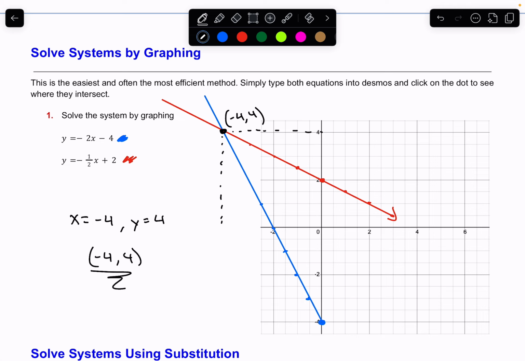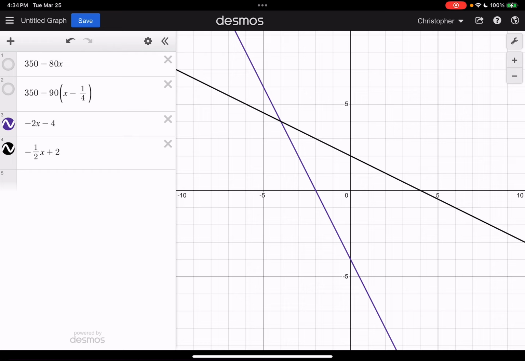Okay, but notice that graphing becomes annoying really fast. No one, to my knowledge, enjoys doing the graphs because nowadays we have Desmos. So what you can do is flip over to Desmos. Looks just like this. And you can see I have the two equations on the left side of the screen typed in. Negative 2x minus 4 is the purple line. Negative 1/2 x plus 2 is the black line.